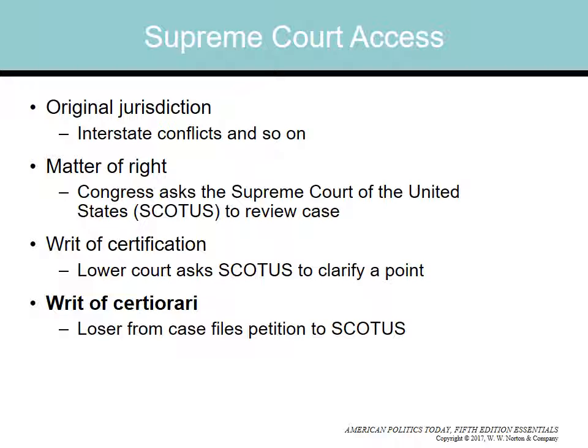Original jurisdiction for the Supreme Court deals with interstate conflicts, conflicts between two states, and so forth. A matter of right: Congress asks the Supreme Court of the United States, the SCOTUS, to review a case. That's called a matter of right. A writ of certification is when the lower court asks the SCOTUS to clarify a point. A writ of certiorari is when the loser from one case files a petition to the Supreme Court of the United States to hear that case on appeal. This is the way that most cases get before the Supreme Court.